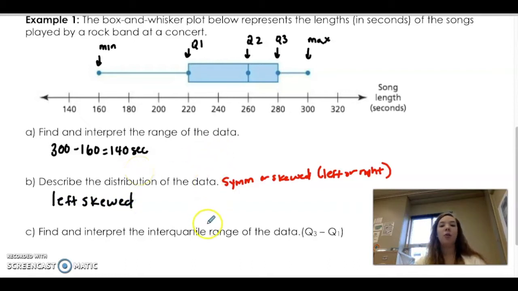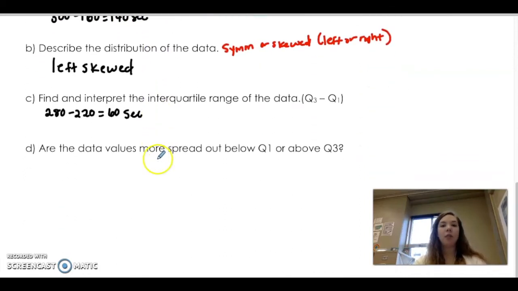Find and interpret the interquartile range of the data. And this is our more accurate range we like to look at. So we'll take quartile 3, which is 280, minus 220 equals 60 seconds, okay? And majority of our data lives in here, over half of it. So the range, if we exclude any outliers in our data, really is closer to 60 seconds than it is to 140 seconds.